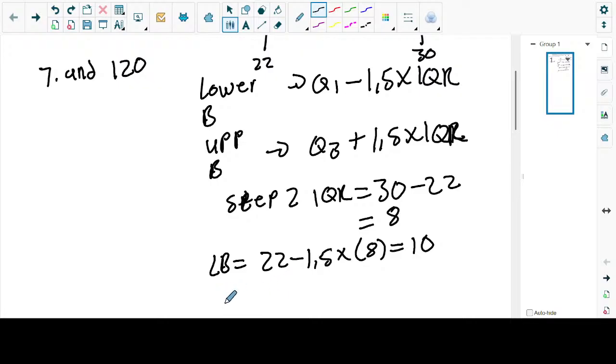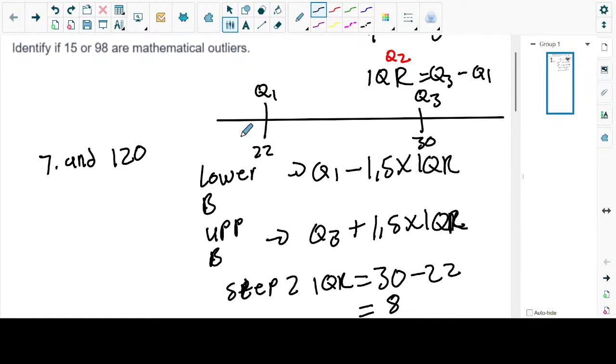So we put it on the number line. On your number line, you say the lowest value I can have is 10. So 10 is the lower boundary, LB.